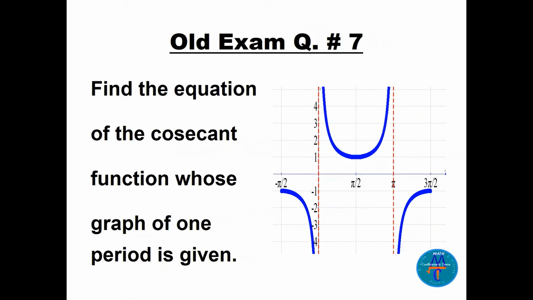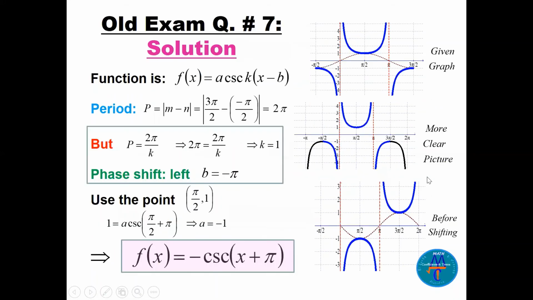Question number 7, we have a graph of a cosecant function. This is for one period. Let's find the equation. So from minus pi over 2 to 3 pi over 2, that will be one period. So I can say the absolute value of m minus n, 3 pi over 2 minus pi over 2, will be 2 pi. So from minus pi over 2 to 3 pi over 2 will be 2 pi.